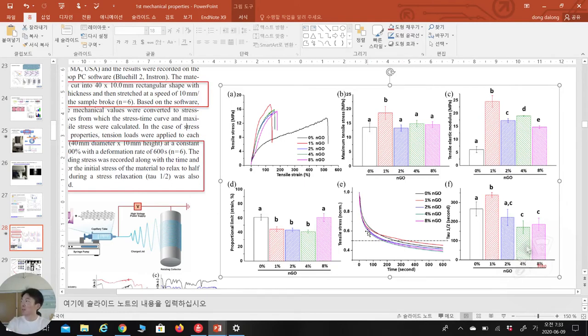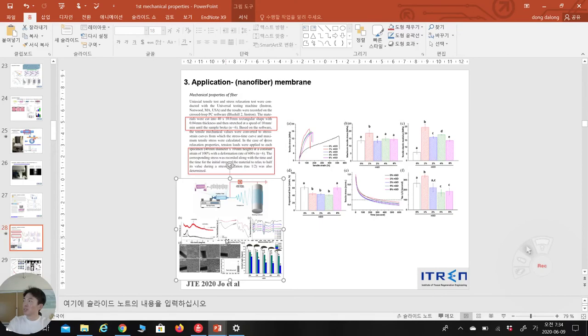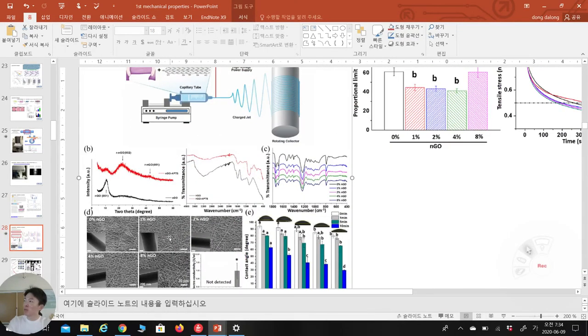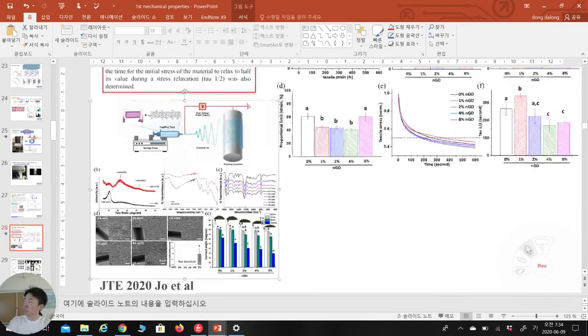So maybe if this N number is 6, you need 12 samples: 6 for the stress-strain curve and 6 for stress relaxation. So I strongly recommend you always measure the stress-strain curve and stress relaxation time together. Okay? And this is the fiber we made to measure stiffness and stress relaxation.